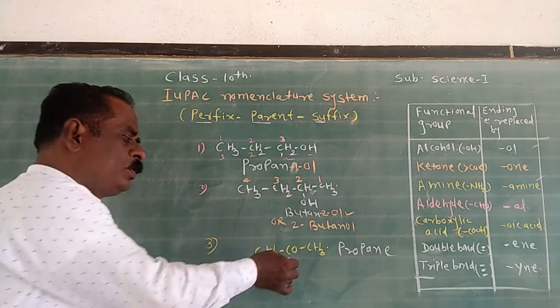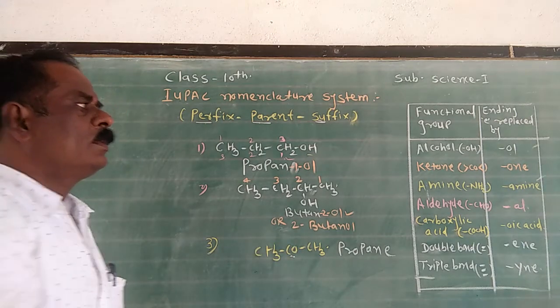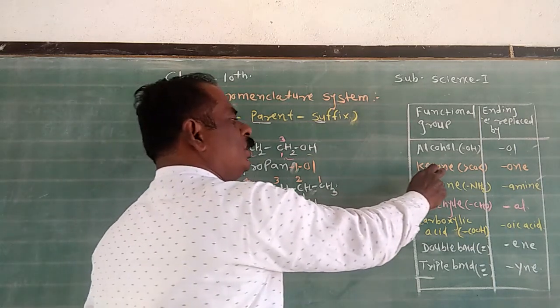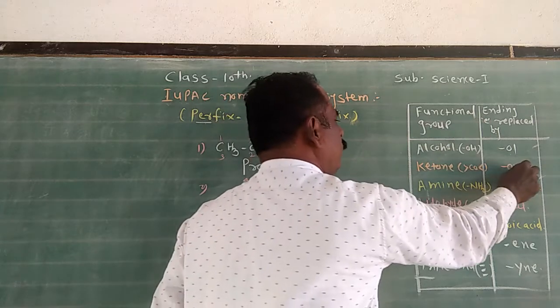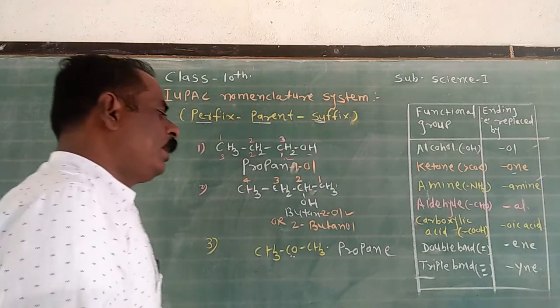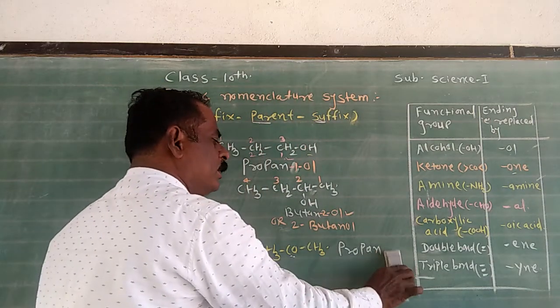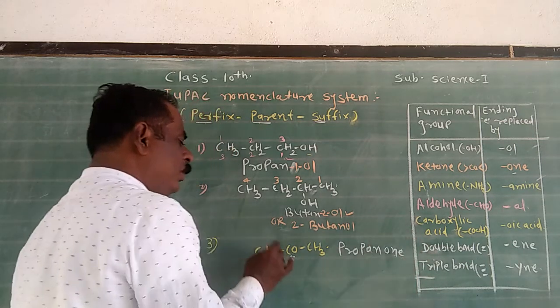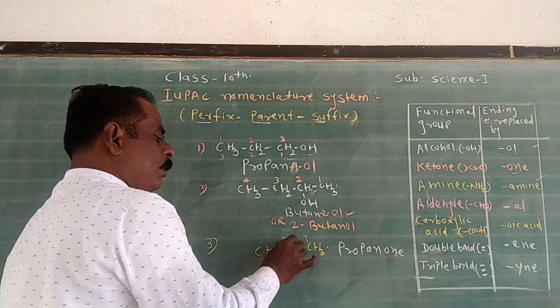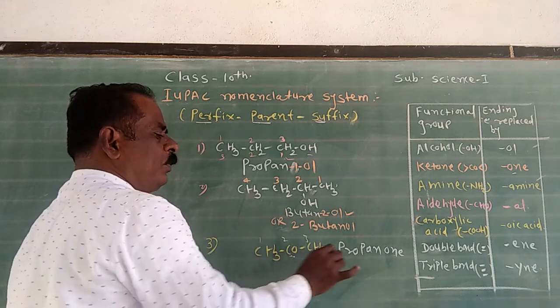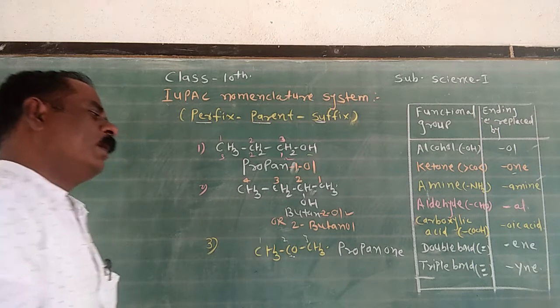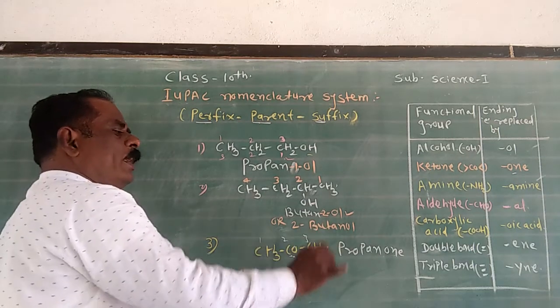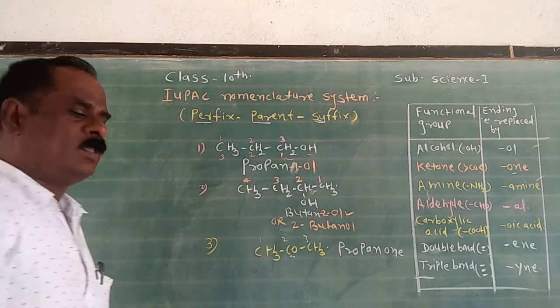Here, which is the functional group? CO is a ketonic functional group. Then see in the table: if the CO group is present, the ending is replaced by which word? ONE. Remove the E and replace it with ONE. If you give the number to the carbon atom, it is present at the middle position. Therefore, you do not need to write the number 2, or you can write 2. Propane-2-one or propanone is the IUPAC name.